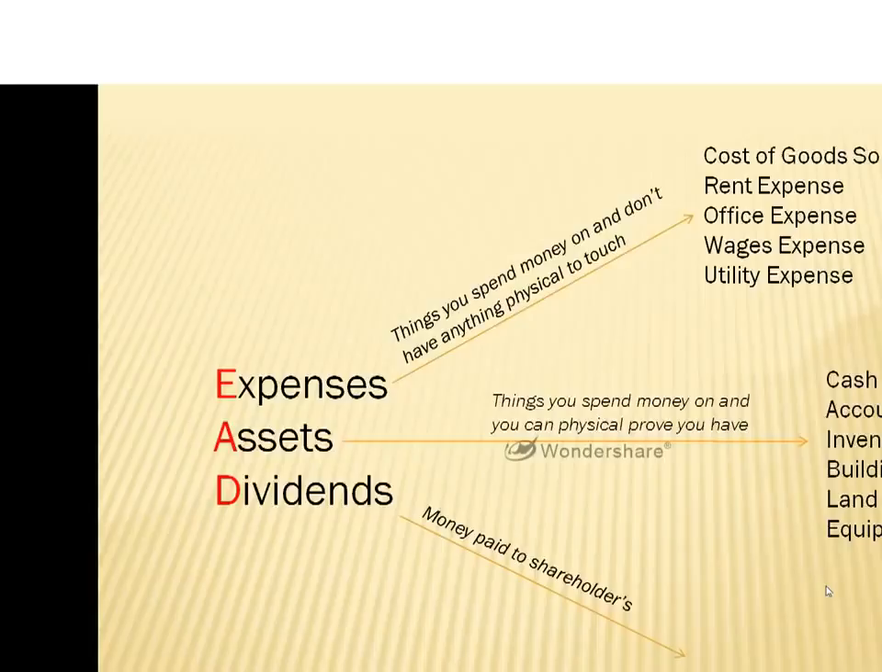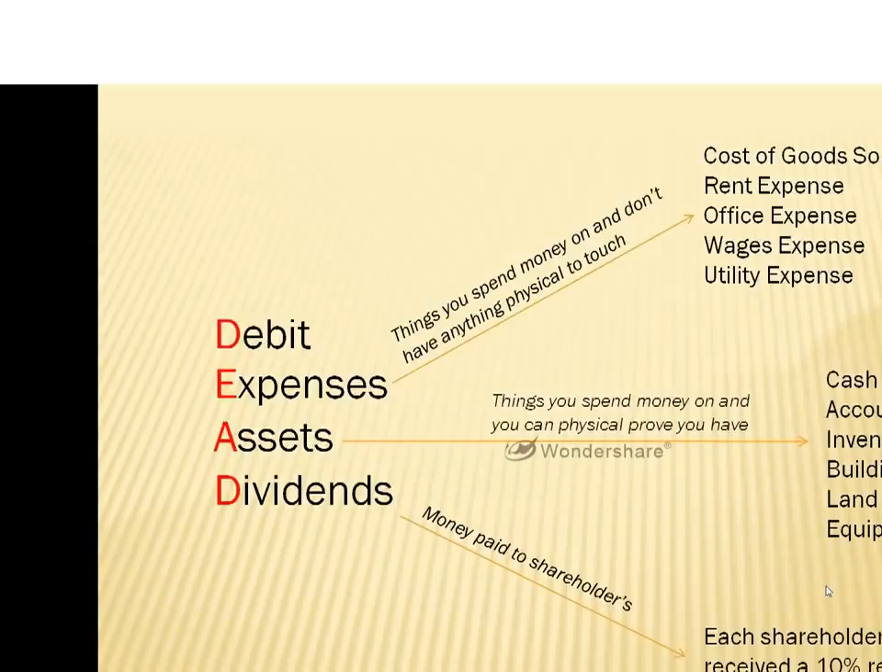Dividends is money paid to shareholders. Shareholders are the people that invest in your company, and because they invest in your company, you try to pay them dividends to keep money in your company. So it's common that a shareholder can receive a certain percentage of the money that you make, and you give them a percentage back based on the money they've invested.